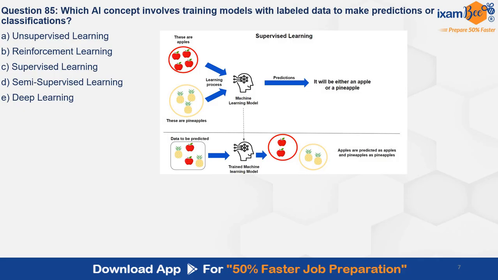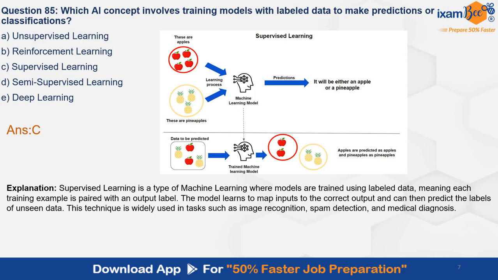Question number 85. Which AI concept involves training models with labeled data to make predictions or classifications? A. Unsupervised learning. B. Reinforcement learning. C. Supervised learning. D. Semi-supervised learning. E. Deep learning. And the correct answer is C.